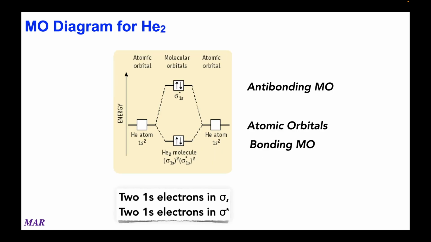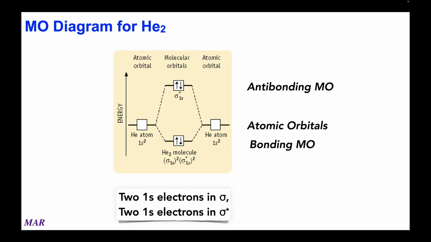Now, for dihelium, you would have a helium atom on the left and a helium atom on the right. They both have one atomic orbital, so we're going to make 2 molecular orbitals then. One will be lower, that's the sigma 1s orbital.